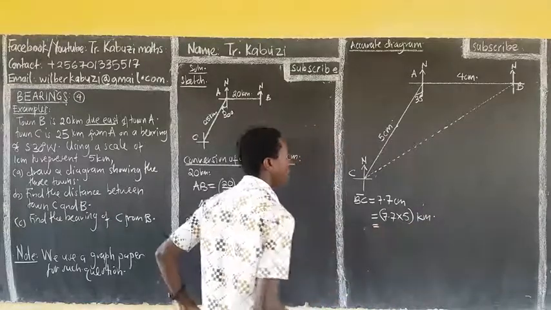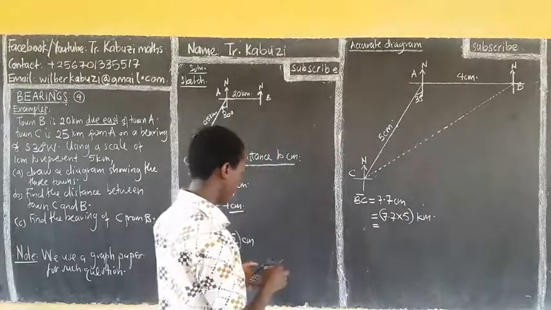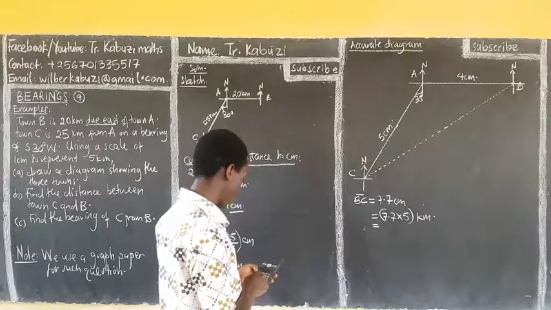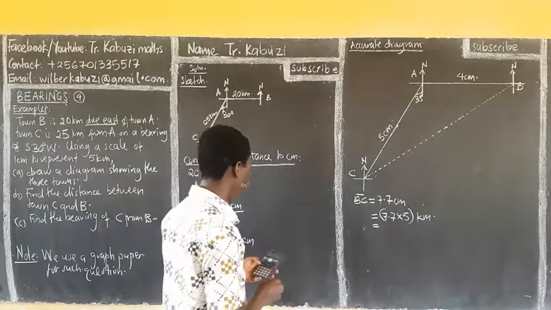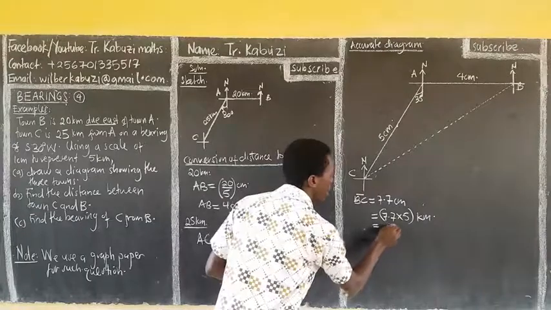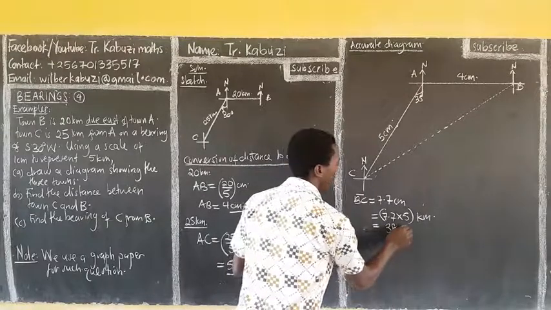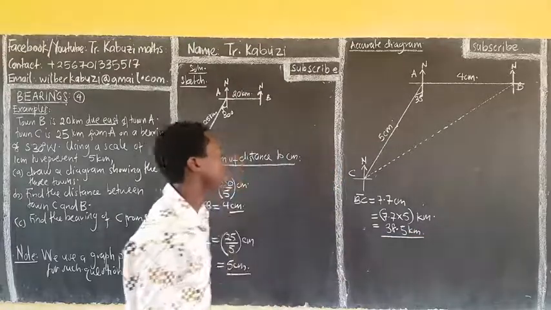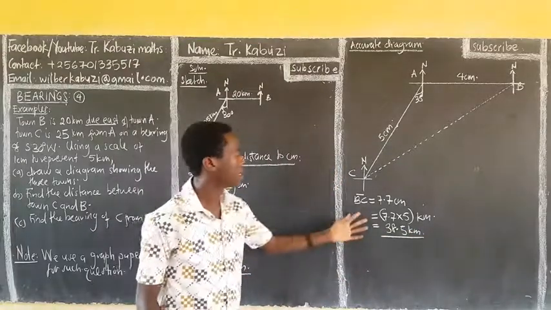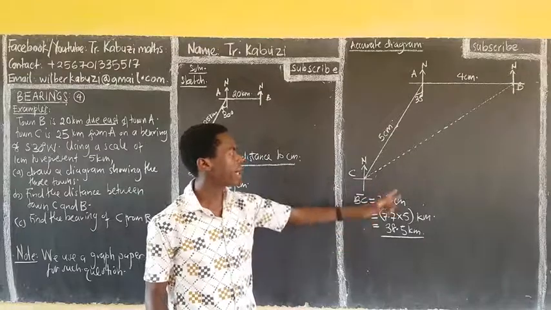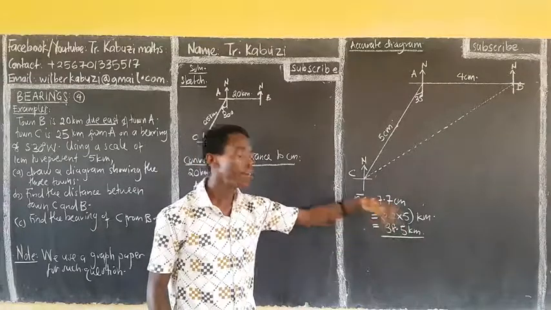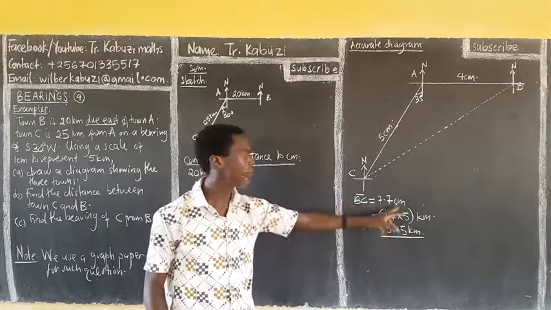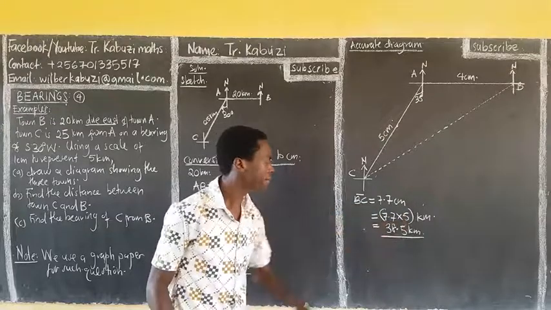That's 8.5 kilometers. So that's going to be my distance, BC. After getting BC, I've measured it in centimeters, then you put it back to kilometers by multiplying by the scale.